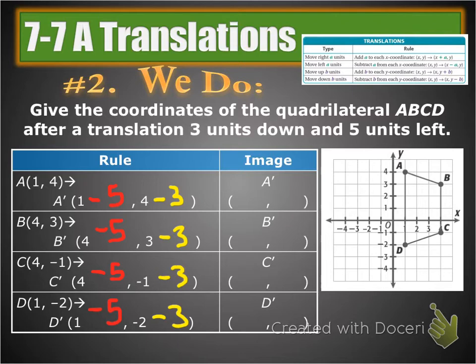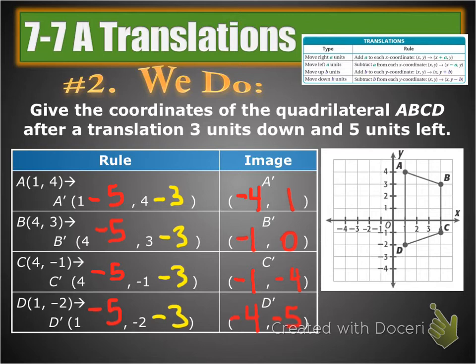So we've got 1 minus 5, which is negative 4. 4 minus 3 is 1. 4 minus 5 is negative 1. 3 minus 3 is 0. 4 minus 5 is negative 1. Negative 1 minus 3 is negative 4. 1 minus 5 is negative 4. Negative 2 minus 3 is negative 5.